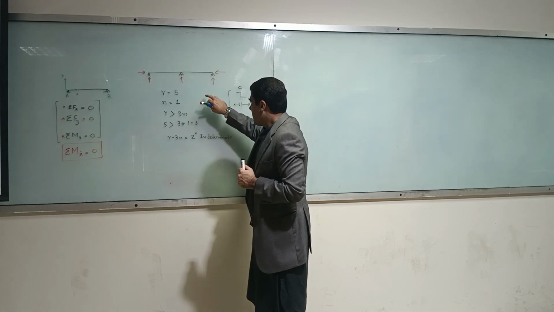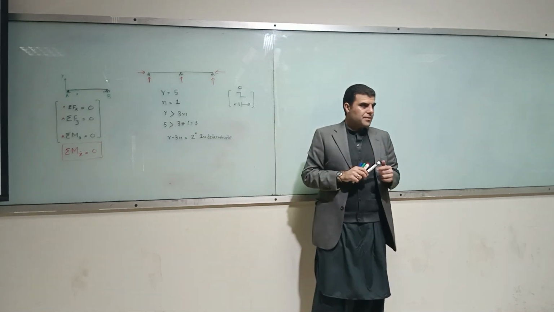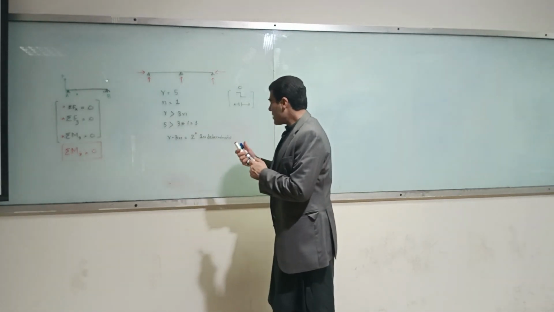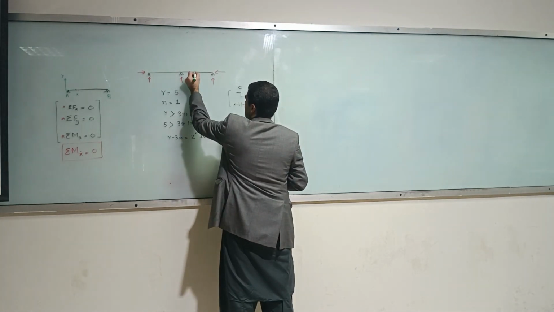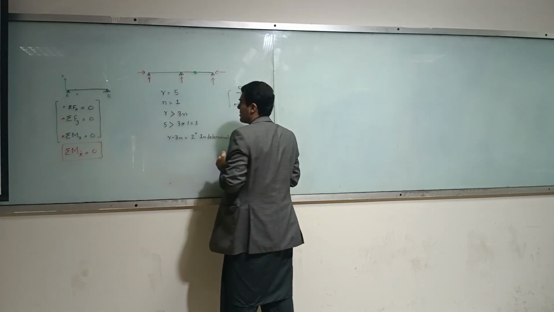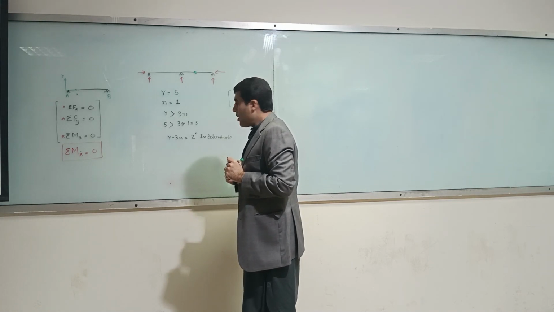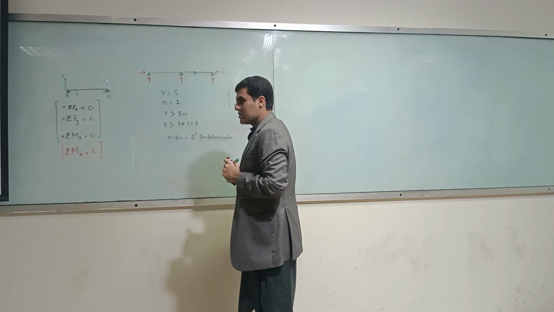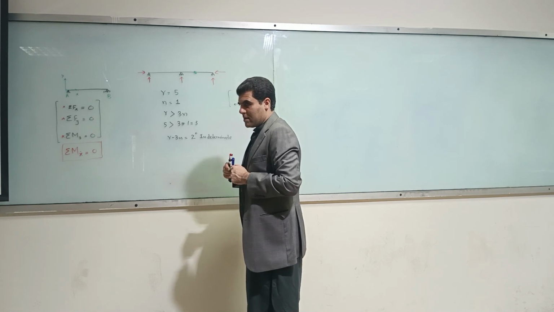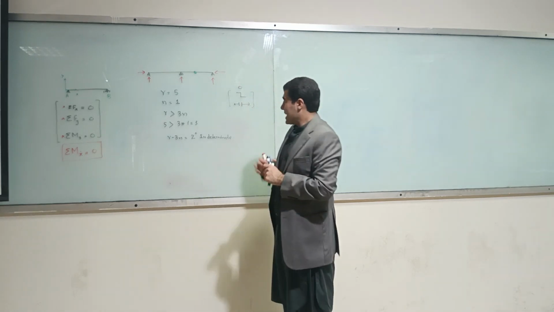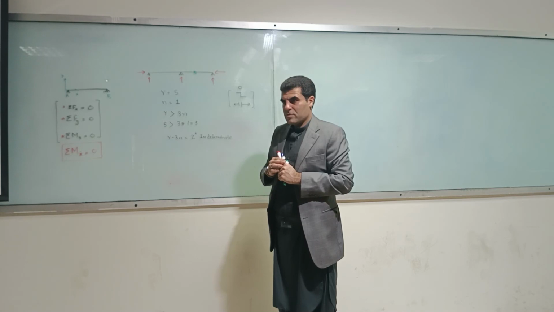Now, what will happen if I put an internal hinge over here? Your n will become 2. And it will become unstable. Is it unstable? Yes, if n becomes 2, then 3n is 6, so it becomes unstable.